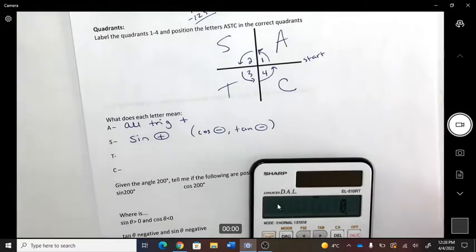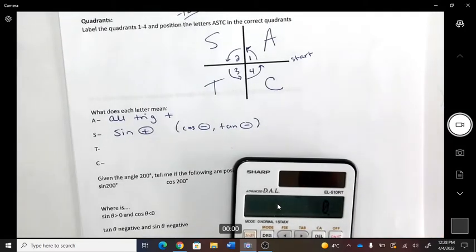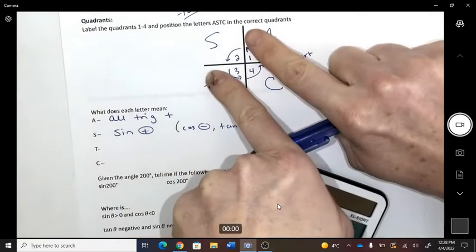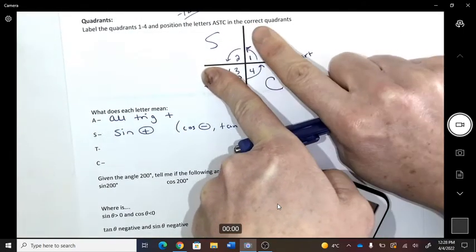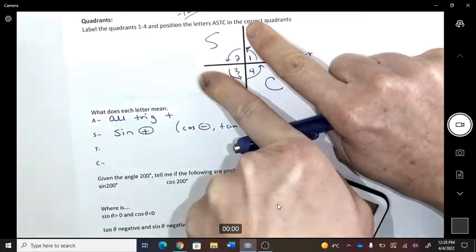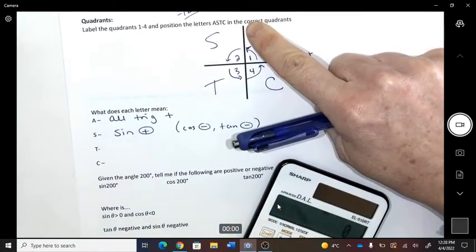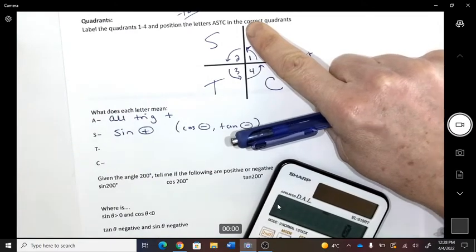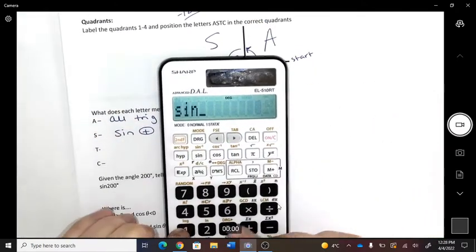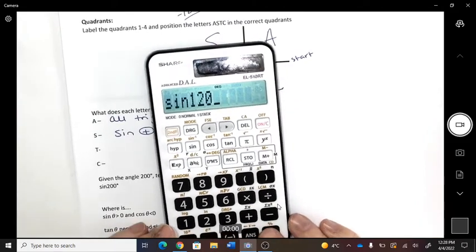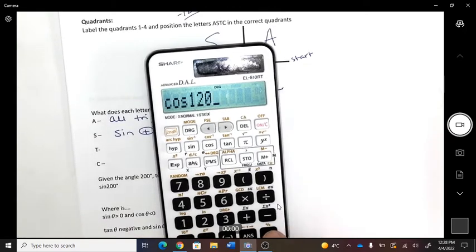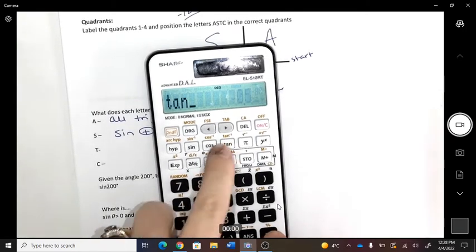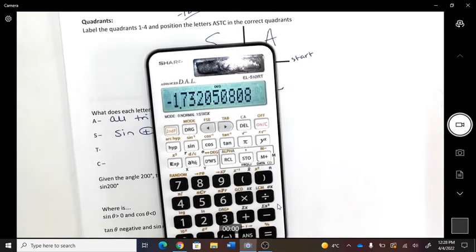Can we think of a number that's in that zone? In quadrant 2, give me something that's between here and here. What kind of angle would be in there? This is 90 and this is 180, so what's something? 120 degrees. Here's my test. Sine of 120, positive. Cos of 120, negative. Tan of 120, negative. And that will always work.